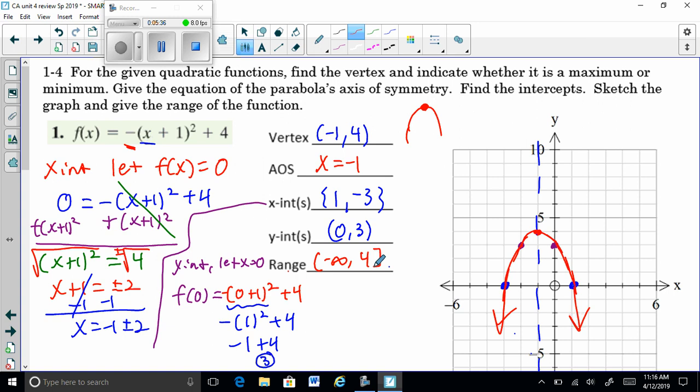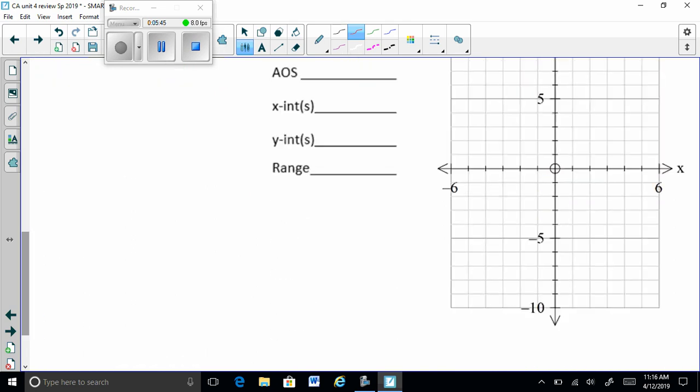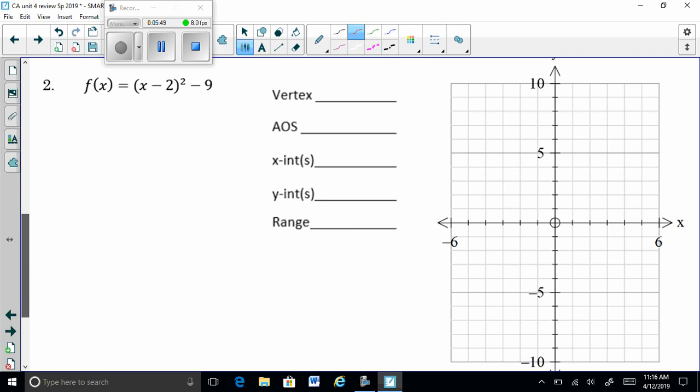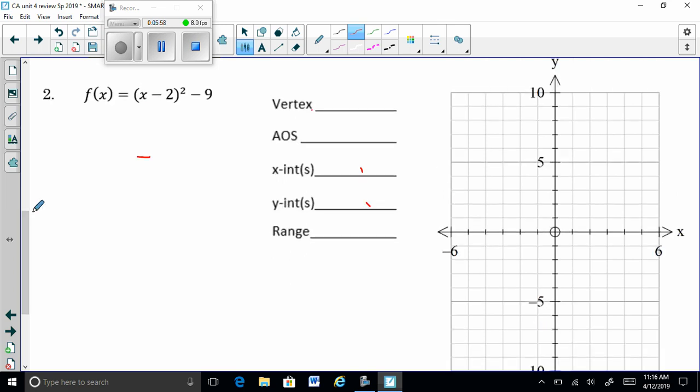Okay, so there's one. Now we'll look at another one here. All right, so similar process. So this time, oops. This time here for my vertex, if I were to plug in a positive 2, this would go to 0 and I'd be left with a negative 9.